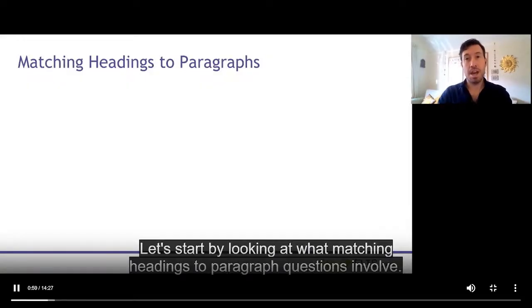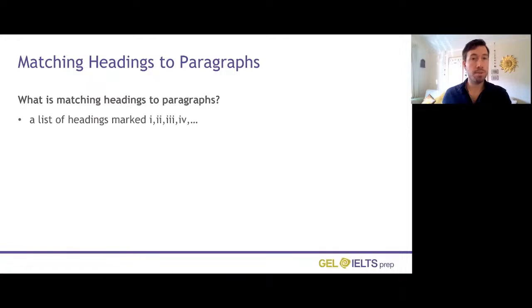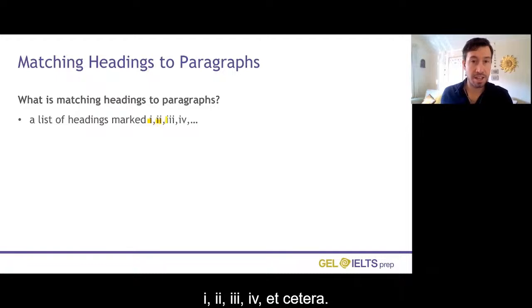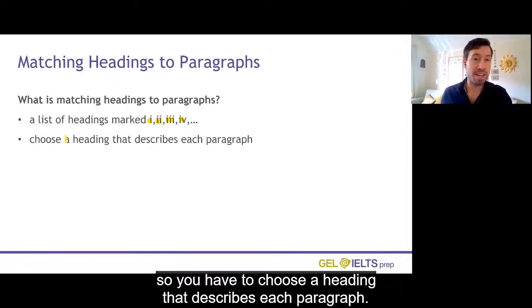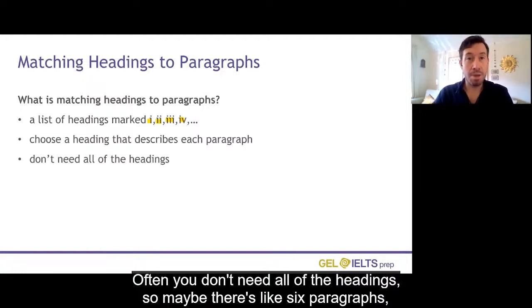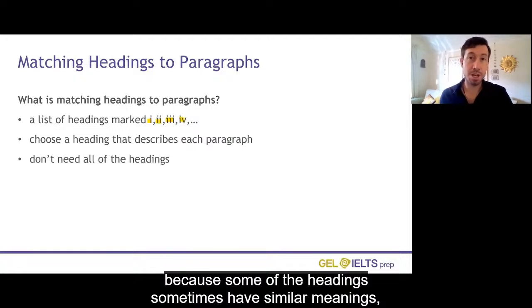So let's start by looking at what matching headings to paragraph questions involve. You start with a list of headings marked with Roman numerals like these, I, V, etc. And you have to match these to a paragraph. So you have to choose a heading that describes each paragraph. Often you don't need all of the headings. So maybe there are 6 paragraphs, but you have 10 headings. That can make it quite difficult because some of the headings sometimes have similar meanings.